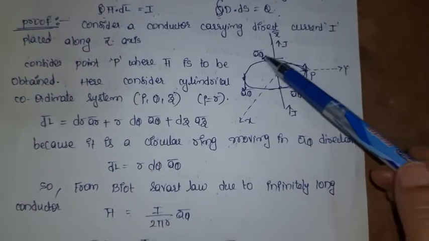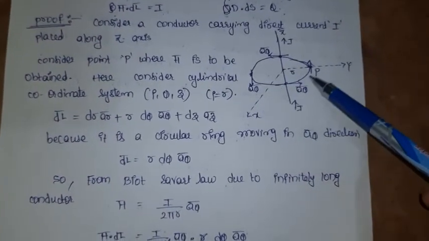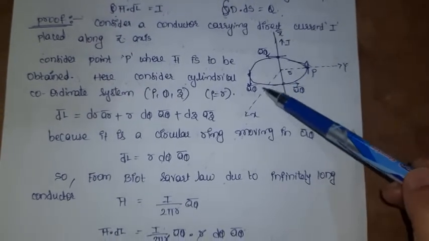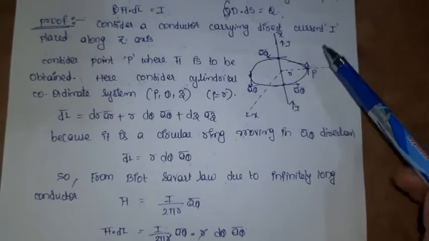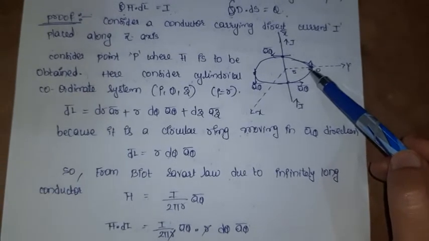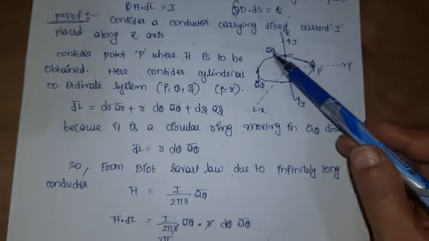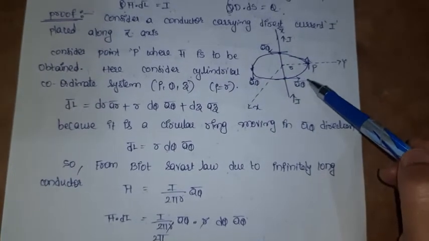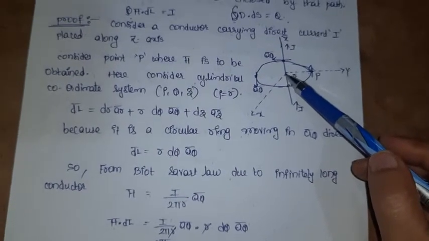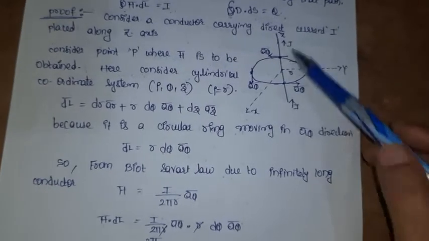And I am considering a closed path. The current carrying conductor is enclosed by this closed path. That closed path has the radius r, and at a point P I want to calculate the magnetic field intensity. This closed path is placed in the xy plane, and the center axis of this closed path is the z-axis.